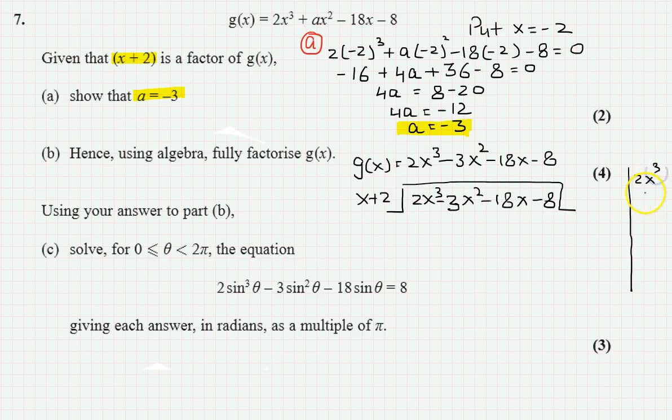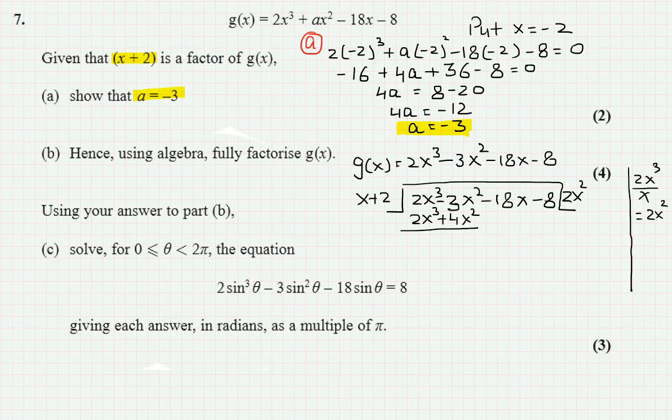2x cube and this is x. 2x cube divided by x, so it will be 2x square. So first we write 2x square here. So multiply x by 2x square, so that is 2x cube. Now multiply it by 2. 2 times 2 is 4, plus 4x square.